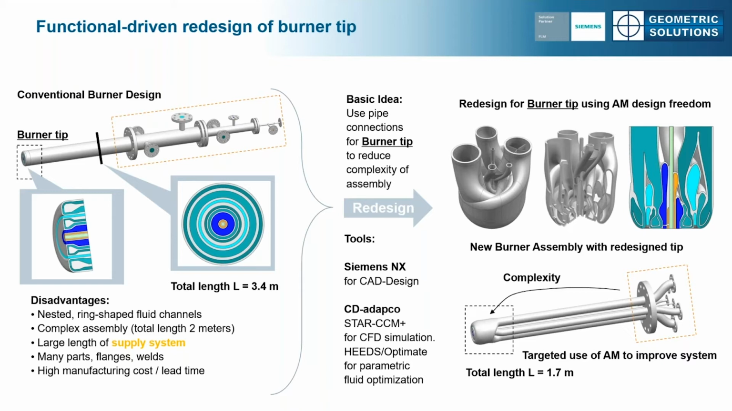In comparison to the conventional burner, the redesigned burner tip enabled a simplified assembly by using pipe connections instead of nested ring-shaped channels. Now, although the redesigned tip possesses a high geometric complexity, as shown, it was easy because it was created using additive manufacturing. With conventional manufacturing, we would say to make these kind of shapes, well, what are you doing? You got to put some more blends on there, or you got to reduce the complexity, but not so with additive manufacturing.